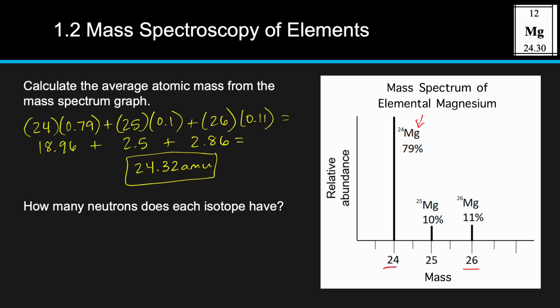Just remember, if you ever have a question like this, you're just taking the mass number and subtracting the number of protons. So since magnesium has 12 protons, which is its atomic number, we can take our mass number, subtract 12, and that's going to give us our number of neutrons. So magnesium-24 will have 12 neutrons, magnesium-25 will have 13 neutrons, and magnesium-26 will have 14 neutrons.